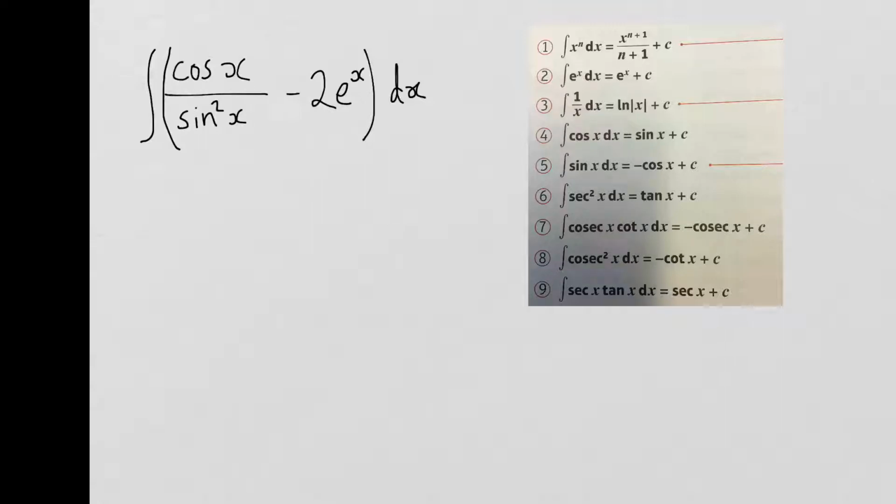It's quite tricky really knowing what to do here. The added difficulty is this squared on my sine of x there. If it was cosine x over sine x, you know that would be the same as 1 over tan x, so we could use cot x and you could start looking through for something like that.